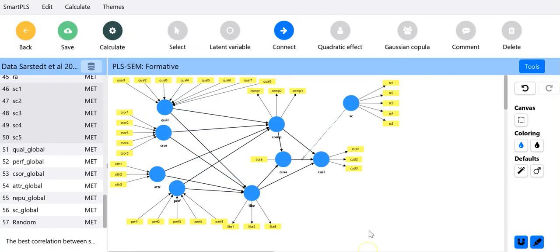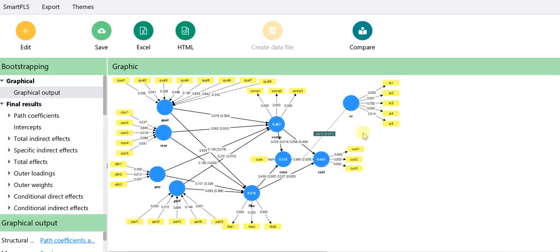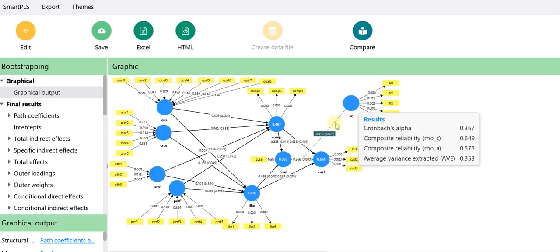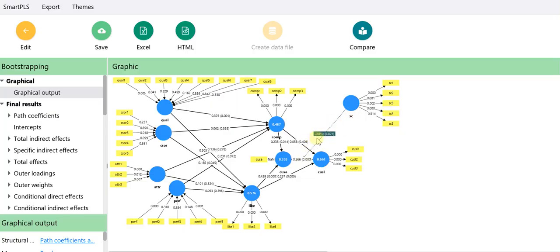Now here, once the results are computed, you can see that whenever you add switch cost as a moderating variable here, this relationship is negative. The path coefficient value is showing as negative, and also the relationship is insignificant. So we can say that the switch cost is not impacting this relationship.